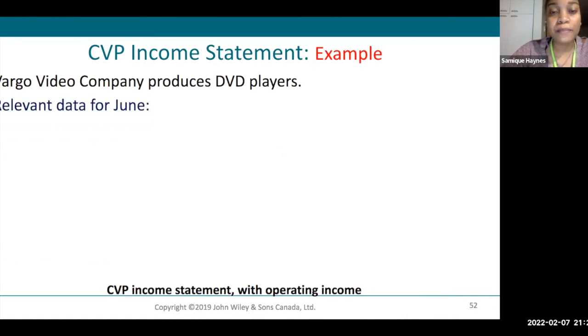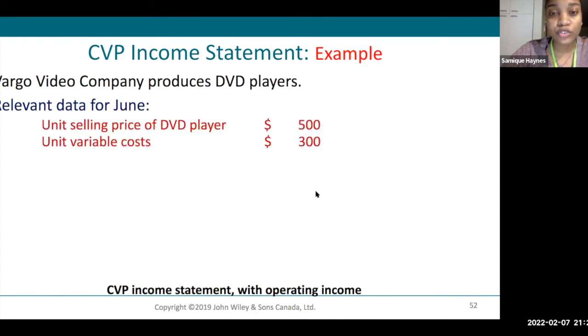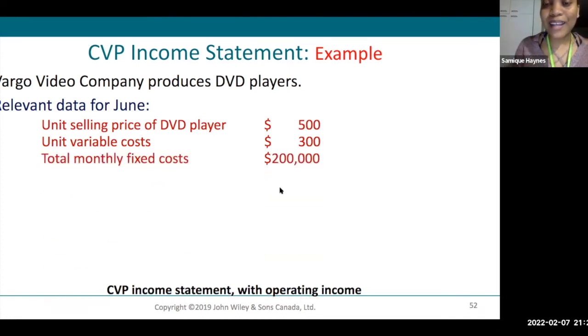So Vargo Video Company produces DVD players. Again, I took this from the slides on eClass. This is the relevant data for June. Unit selling price of DVD player, $500. Variable cost is $300. What is your contribution margin per unit? $200, perfect. Anybody else knows that or just Kanza? Oh, also Shengshu, okay, perfect. So $200 will be our contribution margin. Our fixed cost is $200,000, units sold is 1,600.